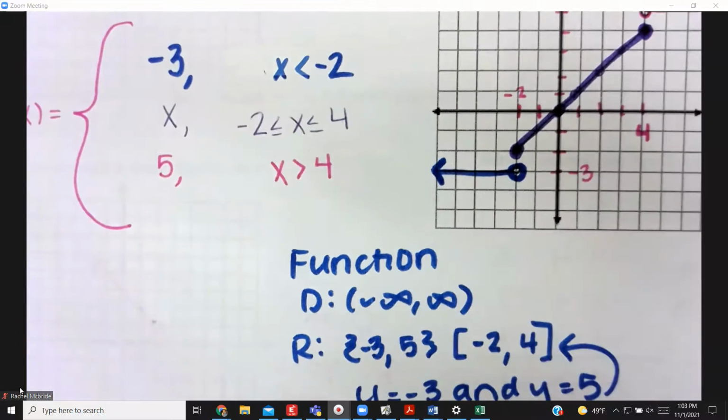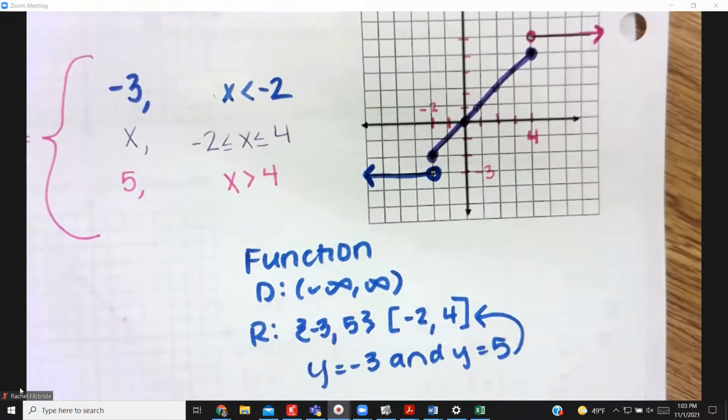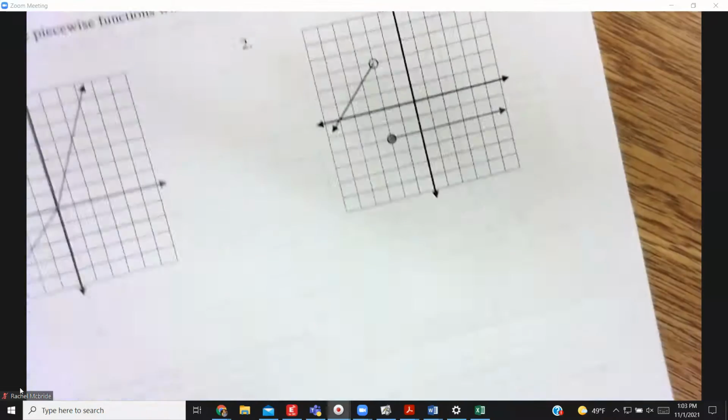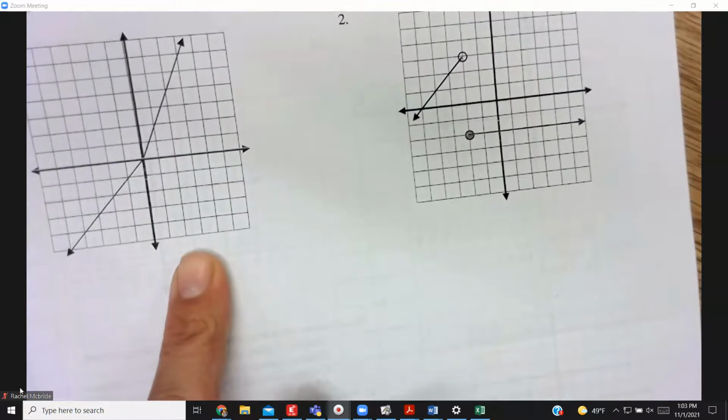Are we okay? So your homework is very similar. It's a bunch of graphs.